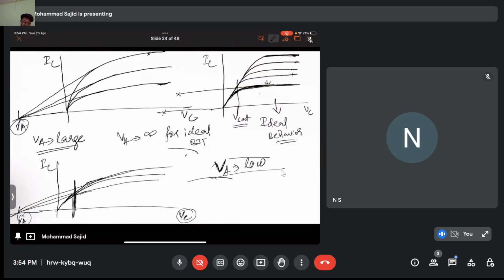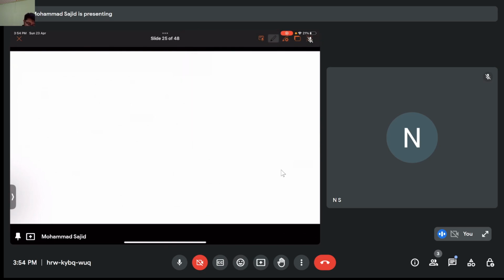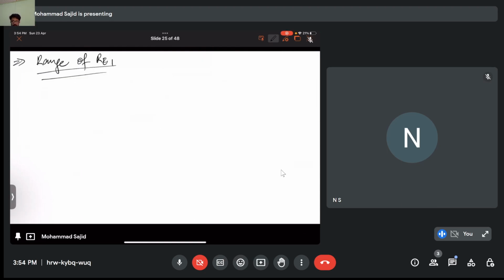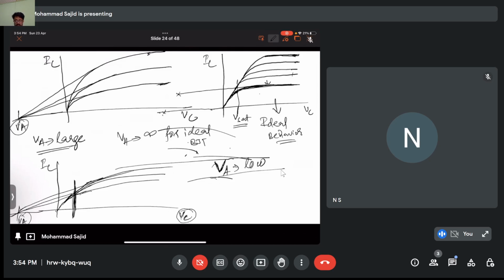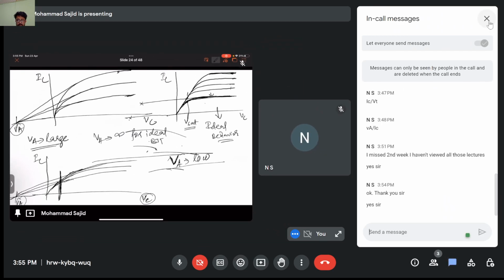Okay, now we have to see what is the range for RE1. We have to calculate the range of RE1. Did you understand the early voltage? What is it, and how do we analyze the transistor behavior using early voltage? Okay.